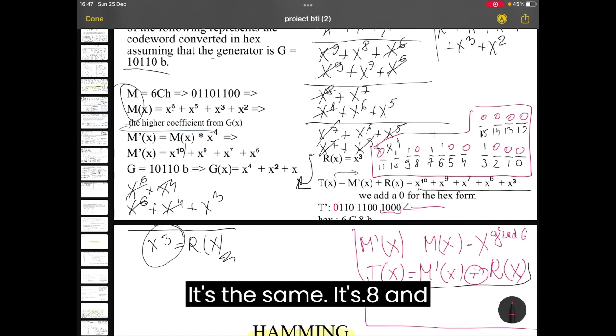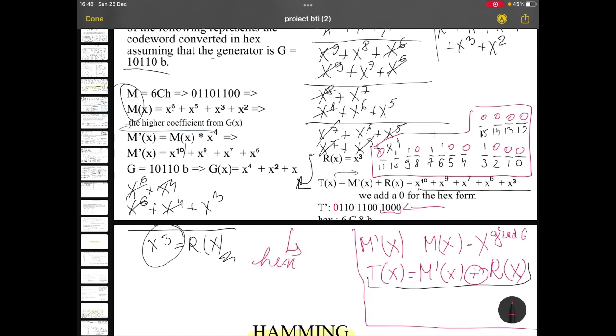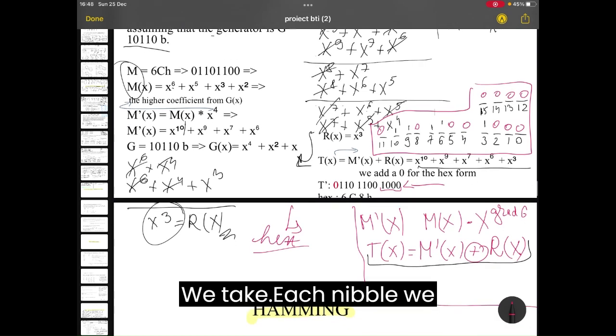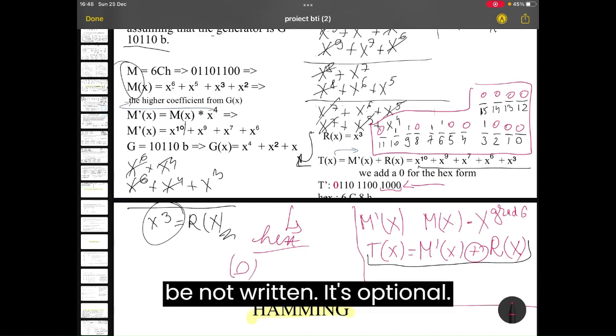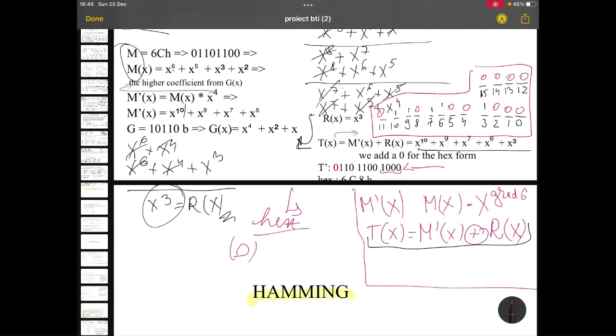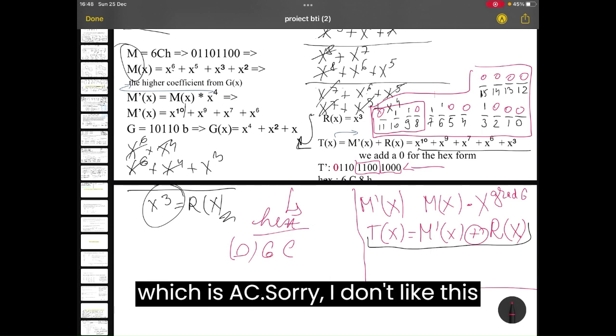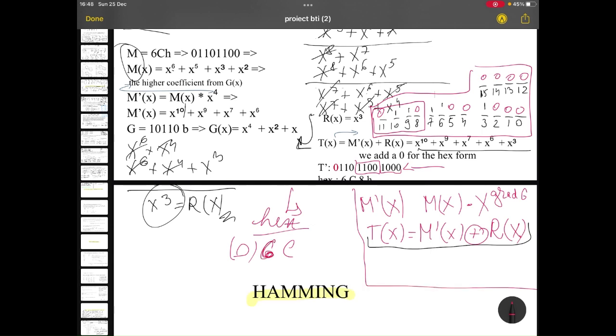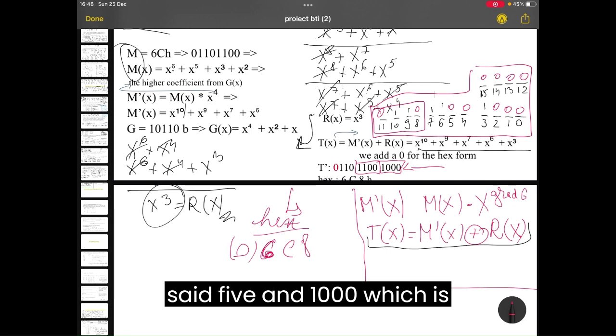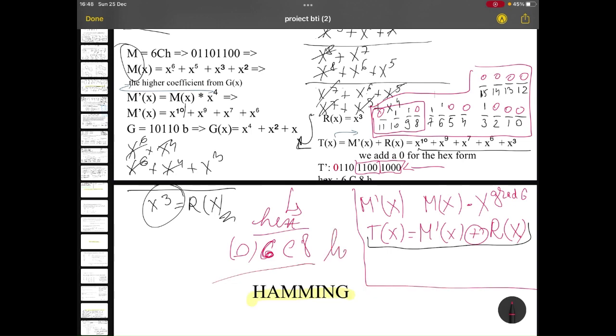It's the same, and doing this in hex, we take each nibble. We have 0, which can be not written, it's optional. We have 0110, which is 6. We have then 1100, which is a C. Sorry, I don't know why I said 5. And 1000, which is 8. This is in hex.